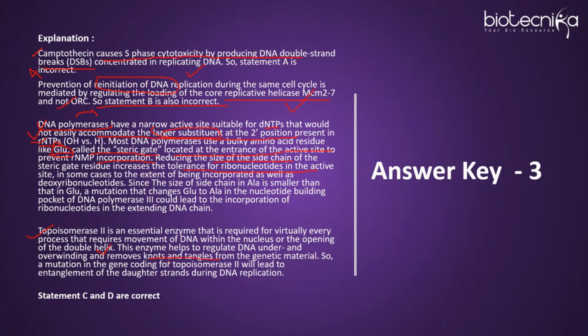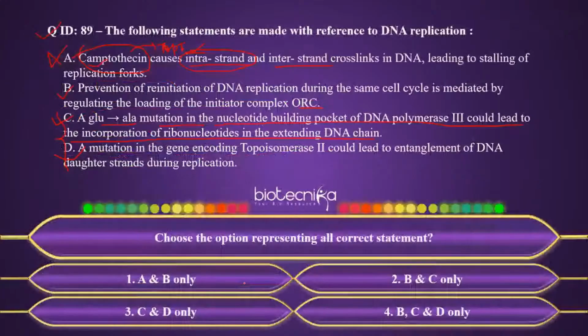So for the removal of entanglements and tangles, topoisomerase 2 is basically responsible, in both the strands, not in one strand. Like topoisomerase 1 is responsible for removing knots in only one strand, while topoisomerase 2 leads to cuts in both strands of the double-stranded DNA, right? So a mutation in the gene coding for topoisomerase 2 will basically lead to the entanglement of the daughter strands during DNA replication. Because of these two explanations, statement C and option D are the correct ones here.